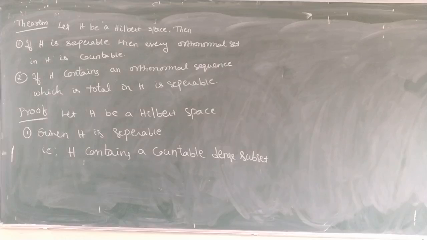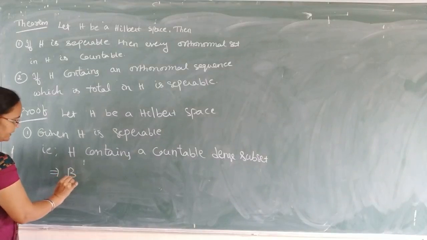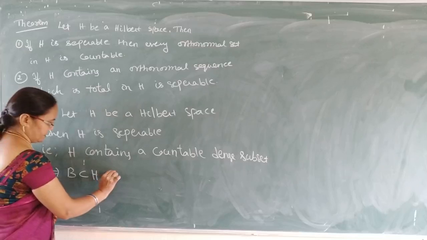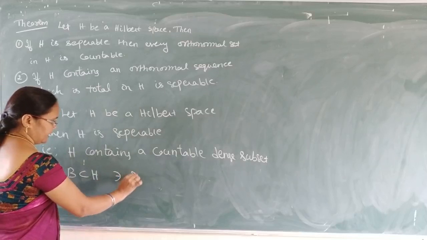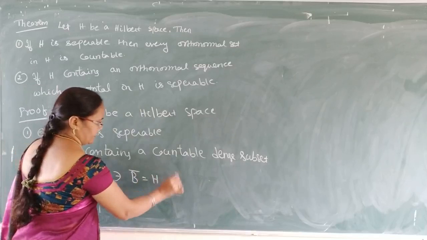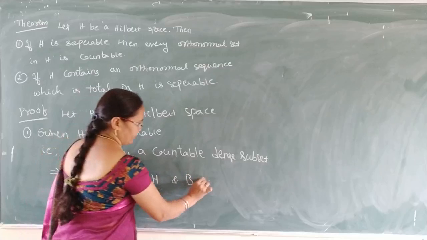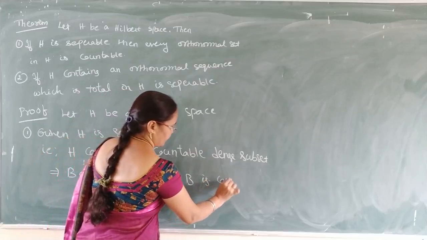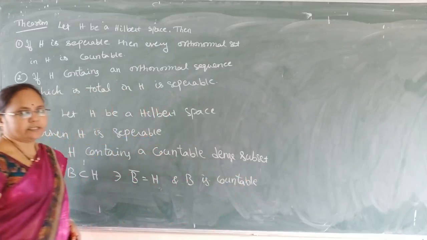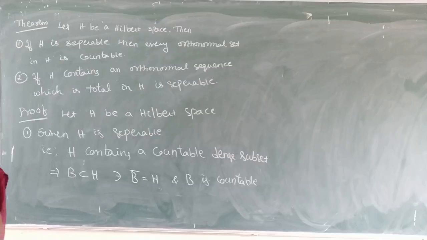Next, we have to write the same thing in symbolic representation. We are taking that subset as B. B is a subset of H such that B is dense, so that its closure is equal to H, and this is countable also, so that B is countable. So these two lines we are getting from the definition of separable.